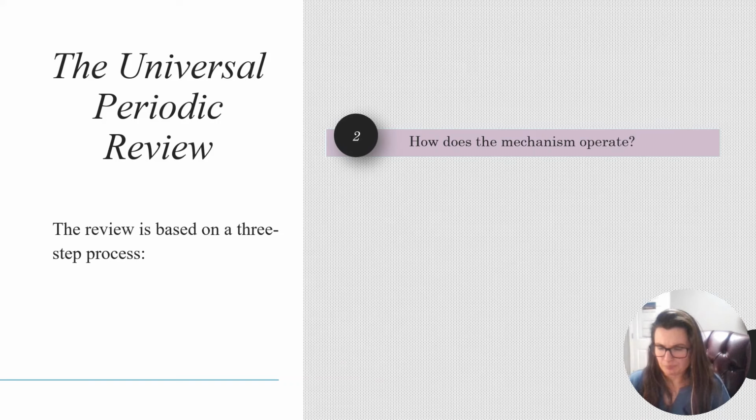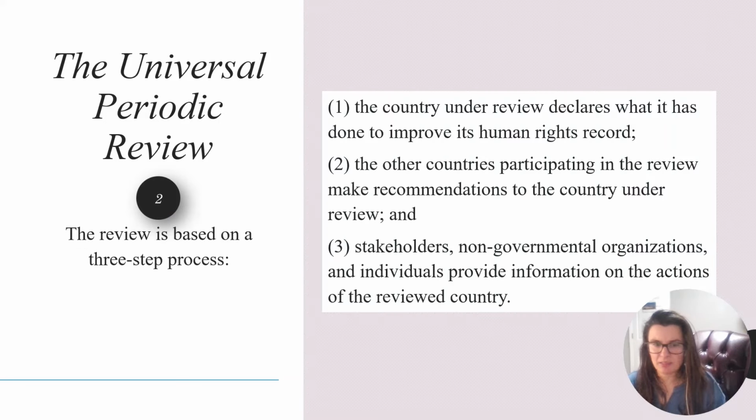Meaning. So how does this mechanism operate? Okay, well, the mechanism actually has quite a bit that it works with. The countries under review declare what they have done to improve their human rights record. It's all about that. Other countries, of course, participate in the review and they give recommendations.